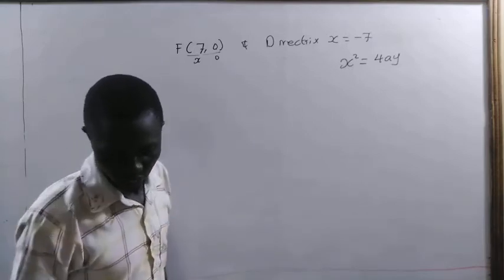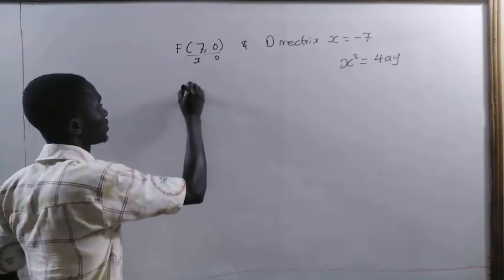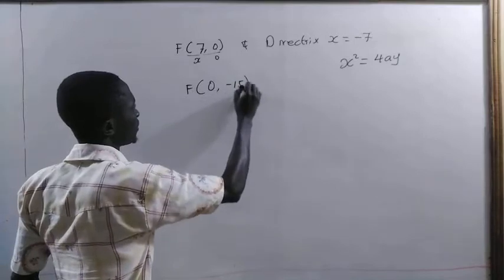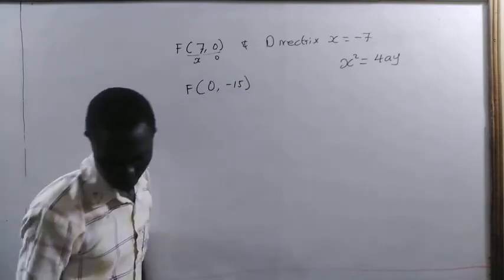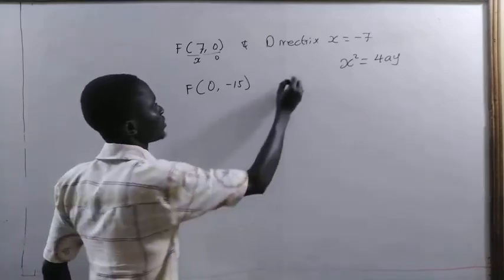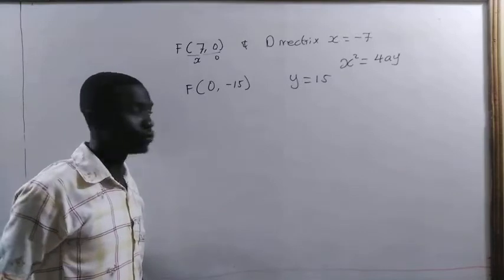Yes, we have the focus. What is the equation of the parabola with the focus? The focus is 0, minus 15, and the directrix is y equal to positive 15. So how do we do this one?